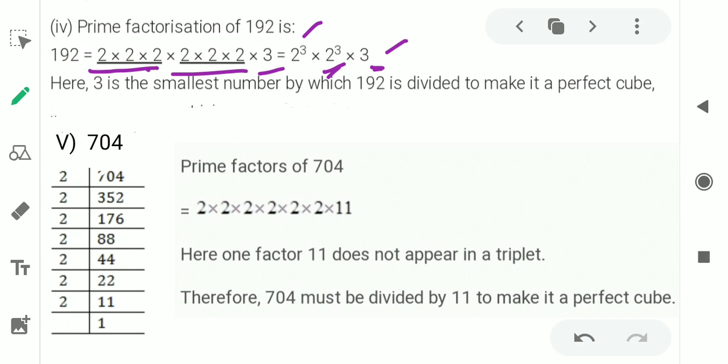So, we can say 3 is the smallest number by which 192 is divided to make a perfect cube, because it is not in the form of a triplet.